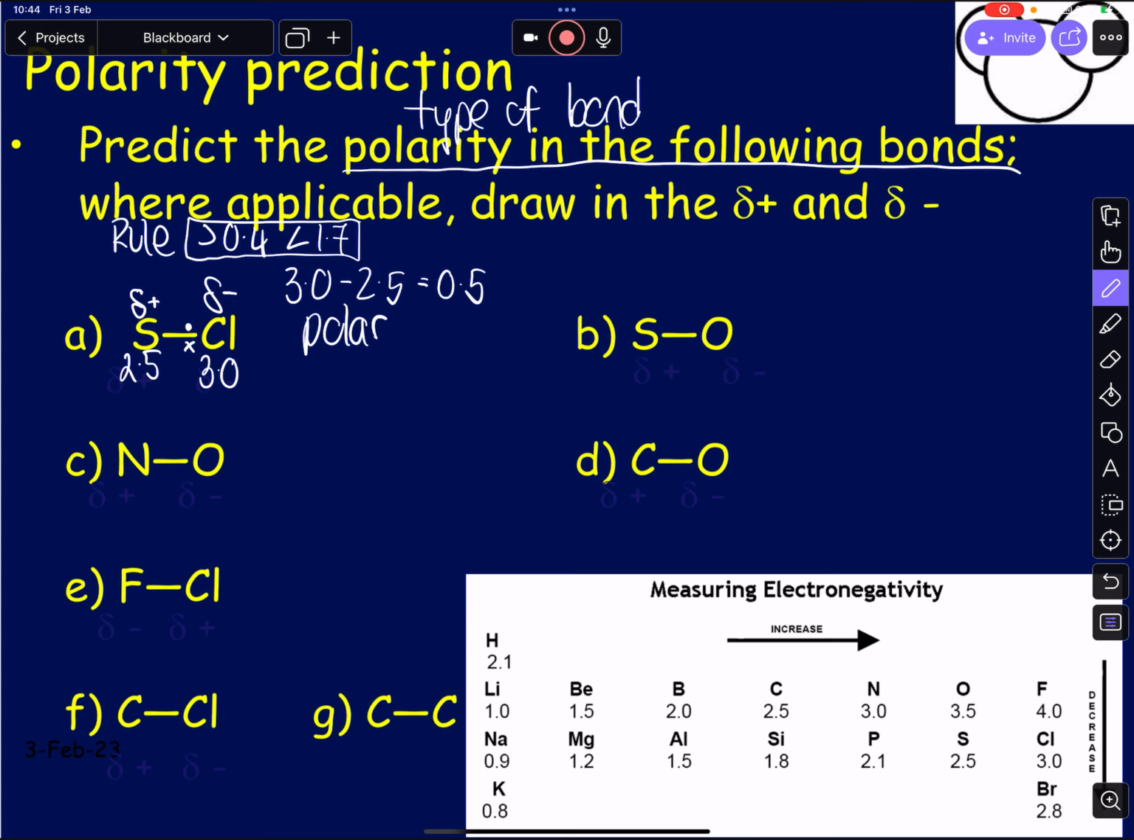Remember, the next step, if you're not a polar covalent molecule, would be you're fully ionic. So it would mean that the chlorine would have taken the electrons completely, no shared pair anymore, and then we give that a full negative charge.